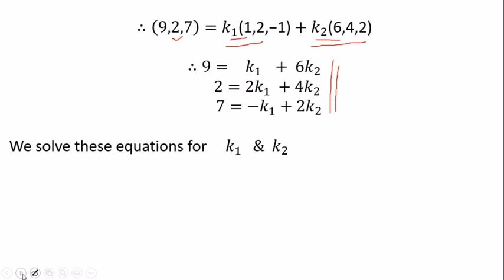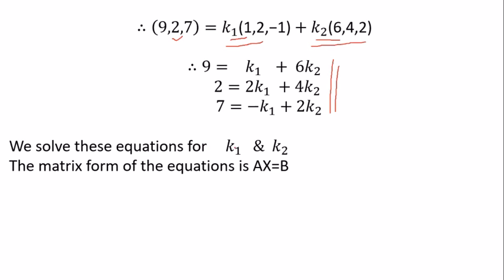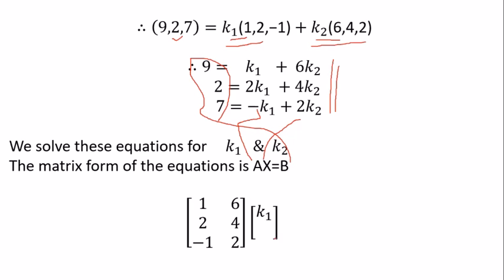To solve for k1 and k2, we need the matrix form. The matrix form of the given equations is Ax equal to B, where A is the coefficient matrix, X is the unknowns k1 and k2, and B is the constants. All these constants we write in B. Therefore, if you put the values here, the first equation gives the first row 1, 6; second 2, 4; third minus 1, 2; unknowns are k1, k2; and the right hand side is 9, 2, 7. Now with the help of row transformation, we'll try to convert these elements into 0 and reduce it to echelon form.